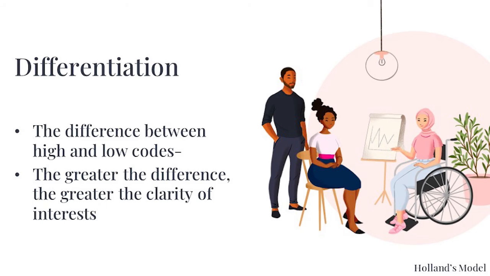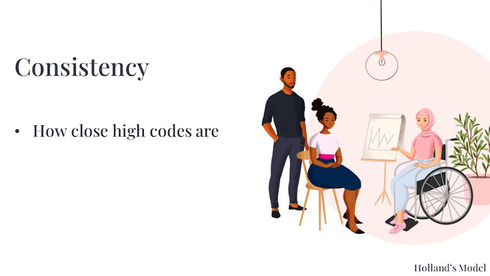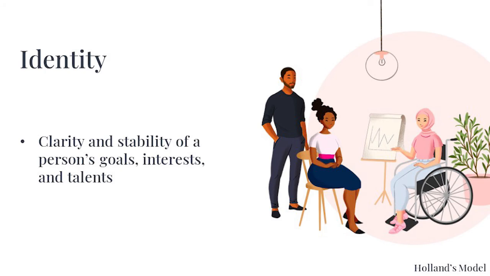Differentiation refers to how clear the difference is between the individual's likes and dislikes. In Holland's theory, an individual or environment can have more than one type. Often, an individual is identified by their highest measured 2 or 3 matching types. Consistency refers to how close high codes or types are. For example, realistic and investigative types together would be consistent, while realistic and social would not. Finally, identity refers to the clarity and stability of an individual's goals, interests, and talents.